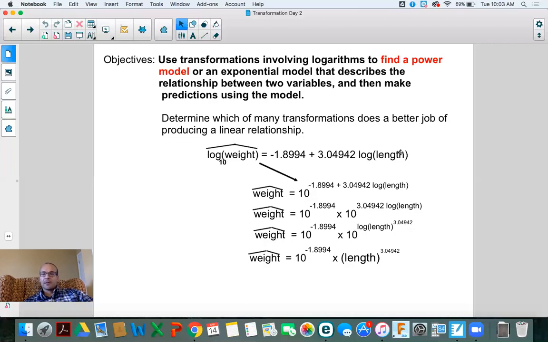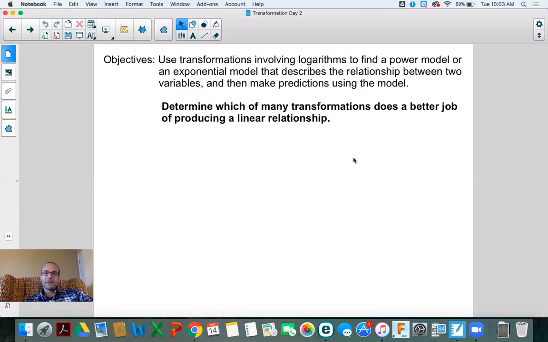So from a linear rule, you could make a prediction without doing all this work. But if you're asked to come up with a power rule, you're going to have to utilize all that algebra. So it's here as a reference. And then finally, determining which of many transformations does a better job of producing a linear relationship. Let's see what we're talking about.